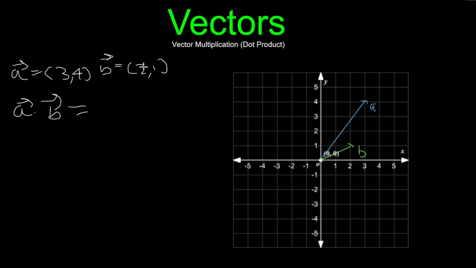So how are we going to do this? We just multiply the corresponding components and add them together. So 3 times 2 is 6 and 4 times 1 is 4, and we get 10. So the output of a dot product is always a single value, or scalar.